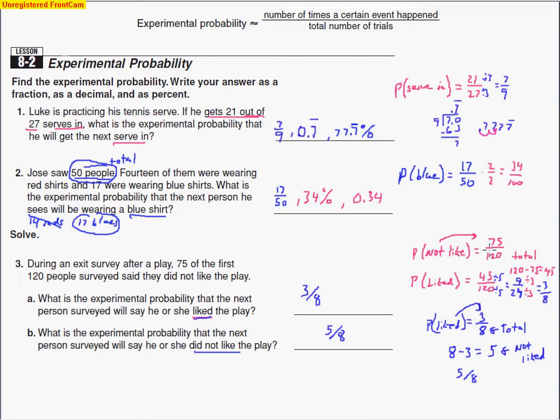Well, those are the first 3 problems that you'll see on tonight's homework. Let's take a look at the other ones in part 2.